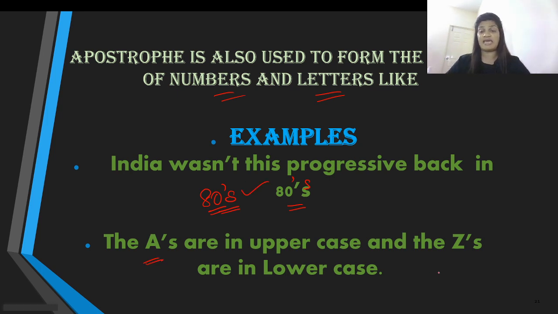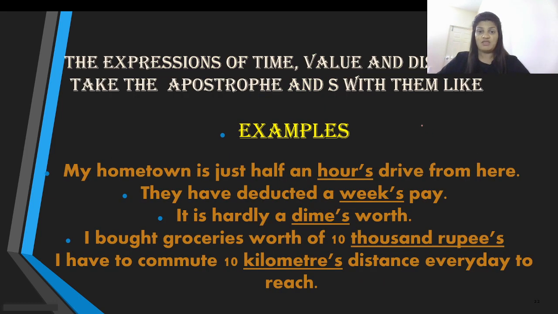Similarly, you have letters like A and Z. You have to make them plural. So you use A's, and similarly Z's. So the A's are in uppercase and the Z's are in lowercase. So when you are pluralizing numbers and letters, you use apostrophe and S to make them plural. The next rule is when you are using expressions of time, value, and distance, take the apostrophe and S with them like this. My hometown is just half an hour's drive from here.